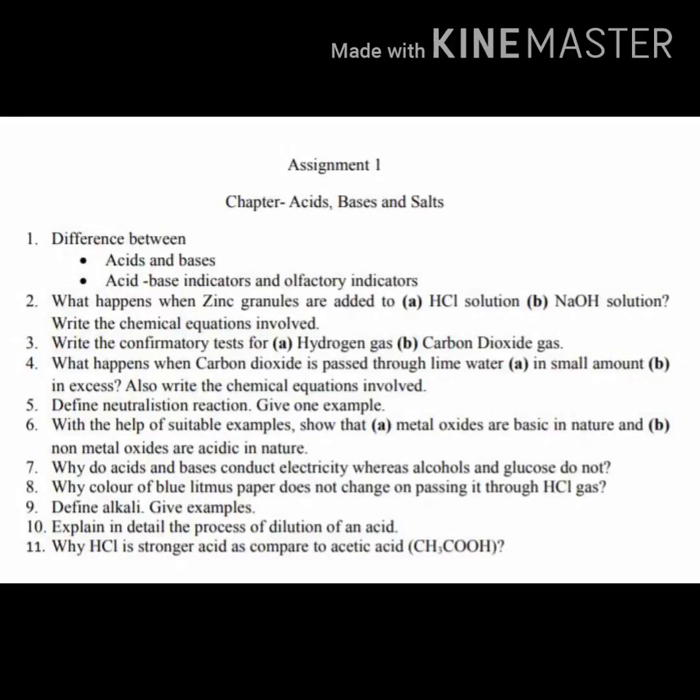Now come to the last question of the first assignment. HCl is considered a stronger acid because when dissolved in water, it will produce a large amount of hydrogen ions, whereas acetic acid will produce only a smaller amount of hydrogen ions. That's why it is considered a weak acid.